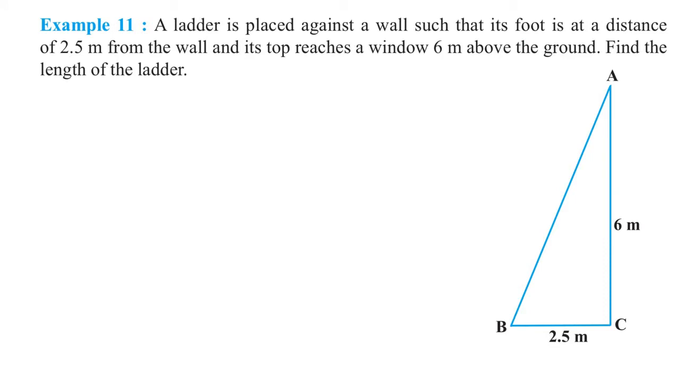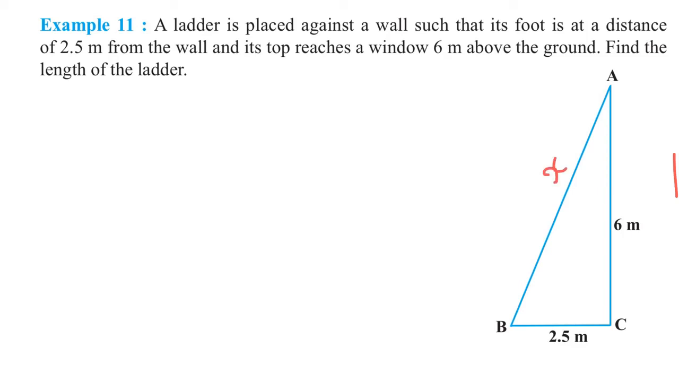Let's try this. A ladder is placed against a wall such that its foot is at a distance of 2.5 meter from the wall and its top reaches a window 6 meter above the ground. Find the length of the ladder. So let CA be the wall, which is 6 meter tall, and let the foot of the ladder be 2.5 meter away from the wall. We need to find AB, and let that length be x.